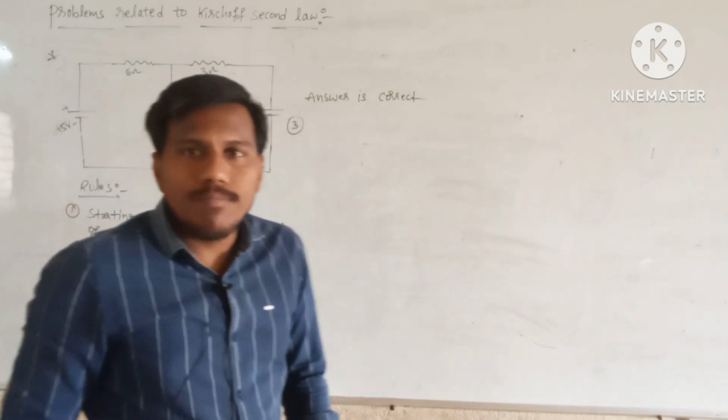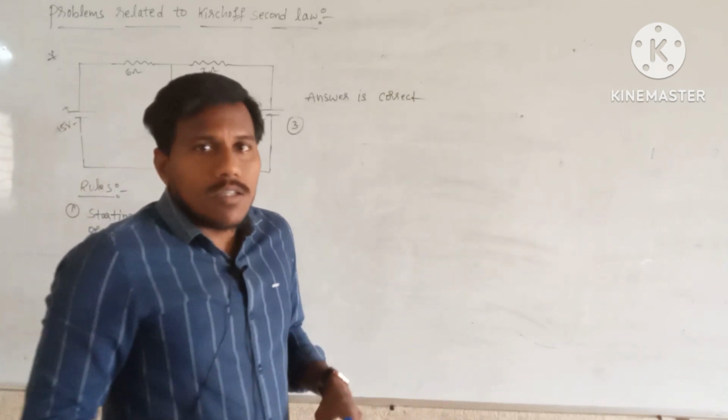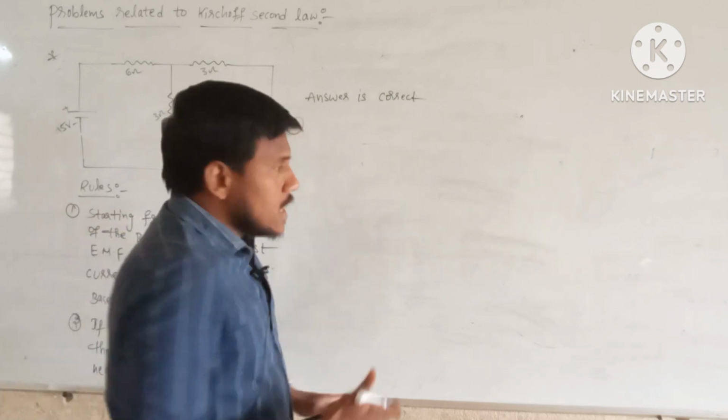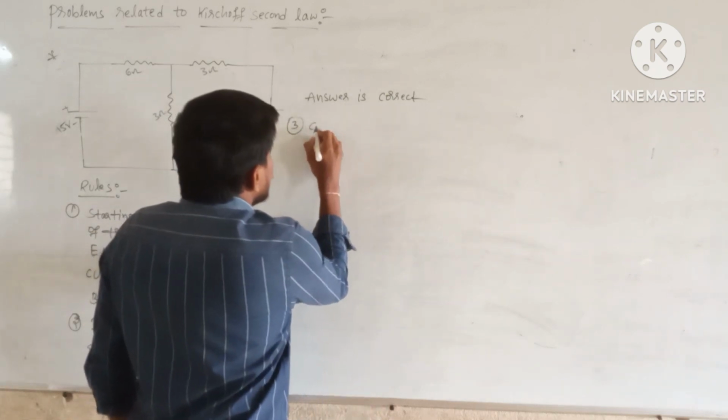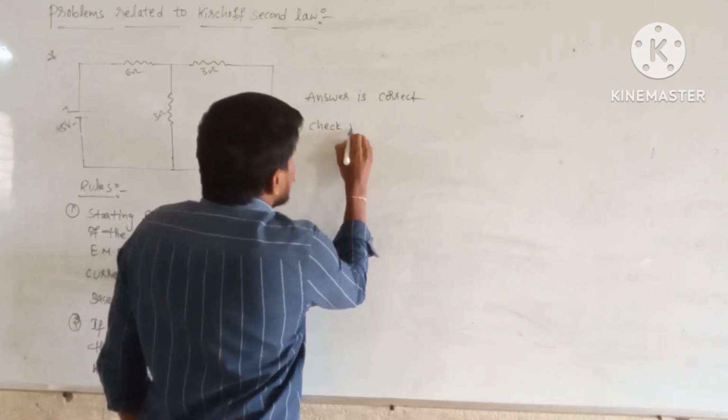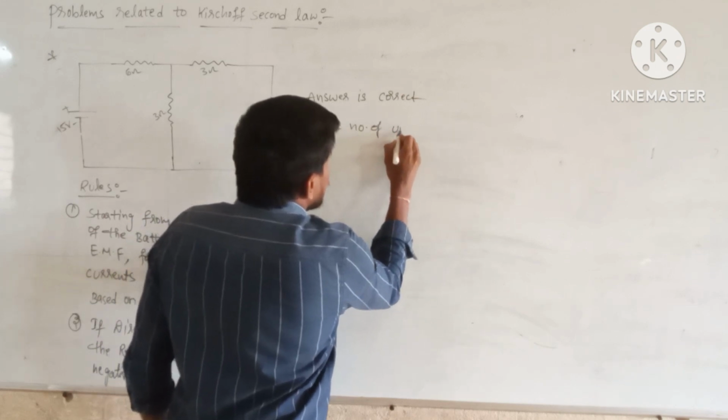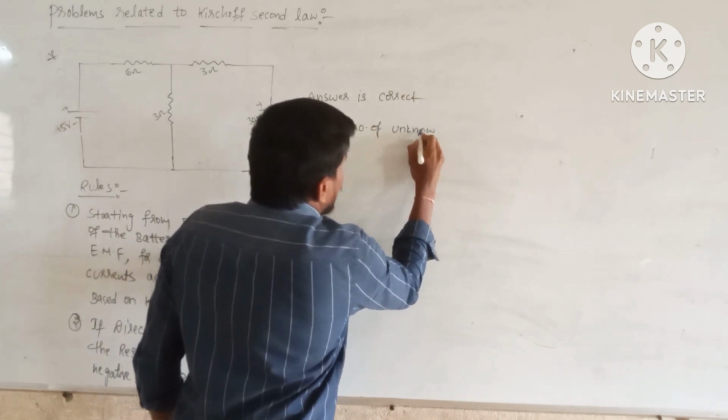Next, third rule, check the number of unknown quantities.